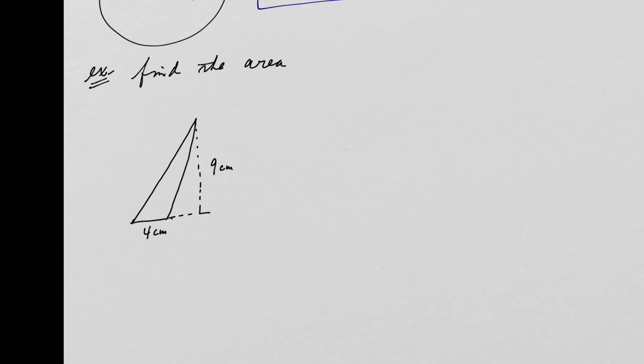Okay, so remember, the area of a triangle is base times height divided by 2, right? Or 1/2 base times height. So in this case, the 4 here is really the base, so that's b, and the height is the 9. So now I can just plug in, right? This is going to be 4 times 9 divided by 2. So that'll be 36 divided by 2, which we know is 18.